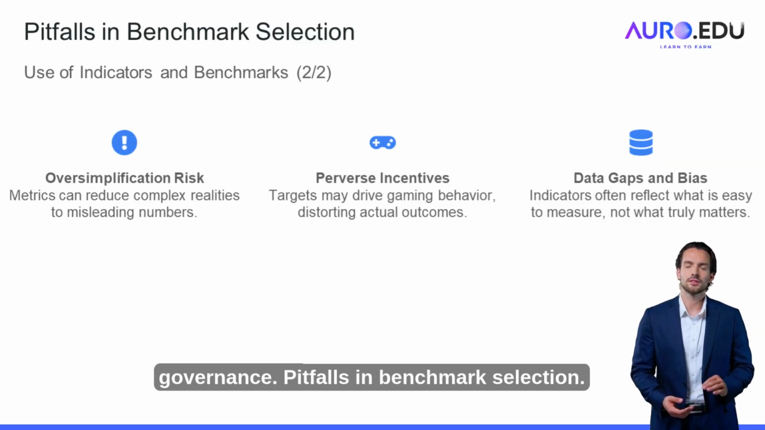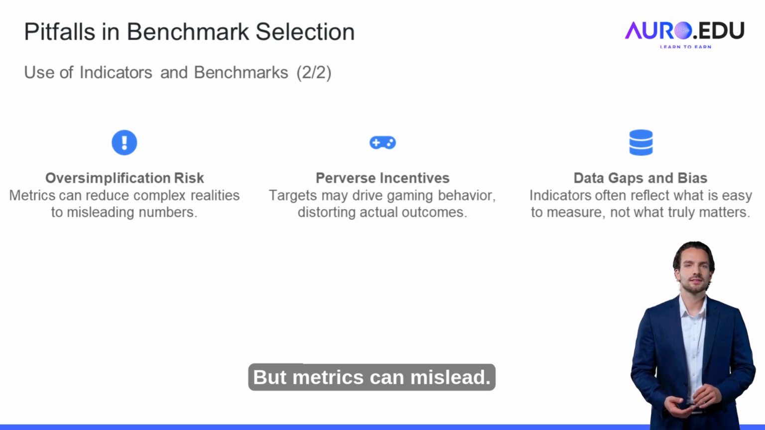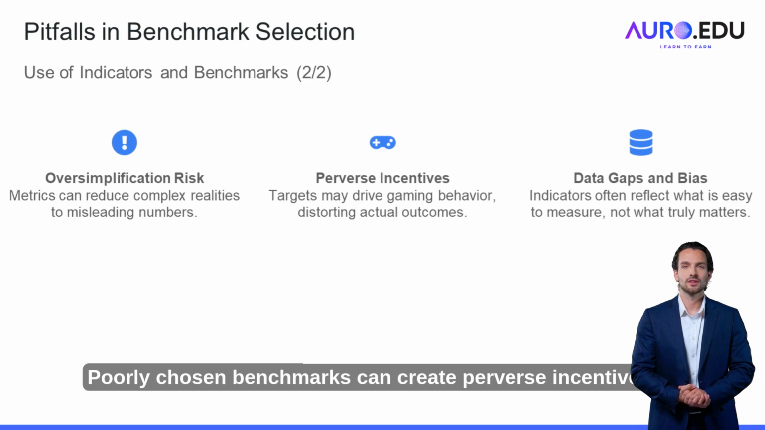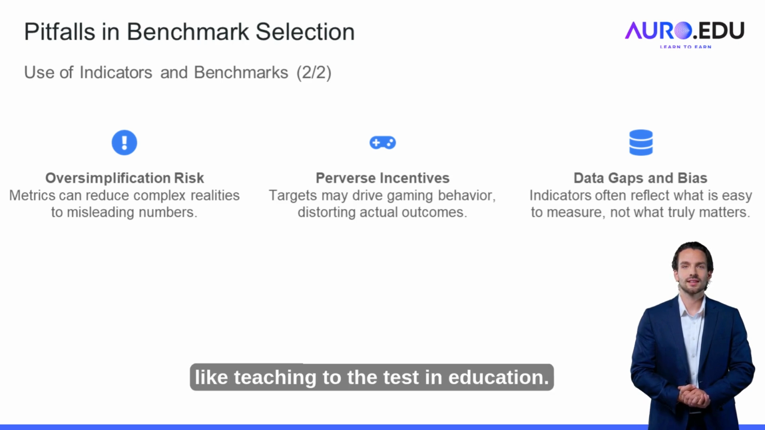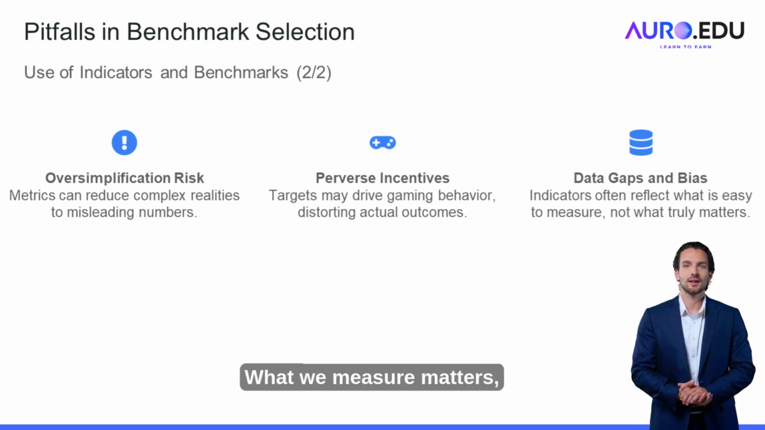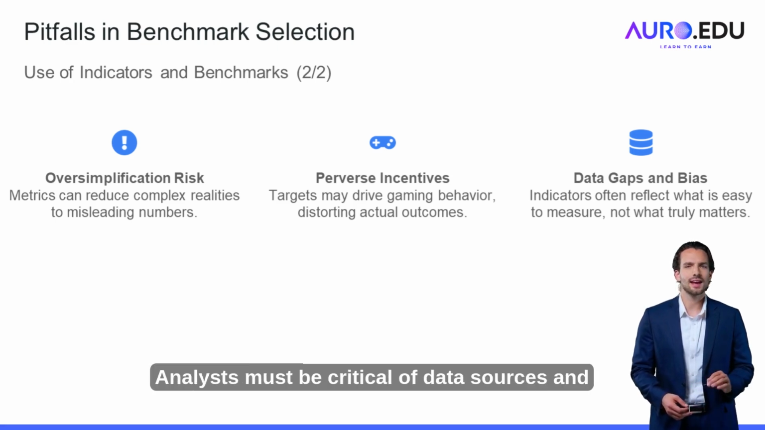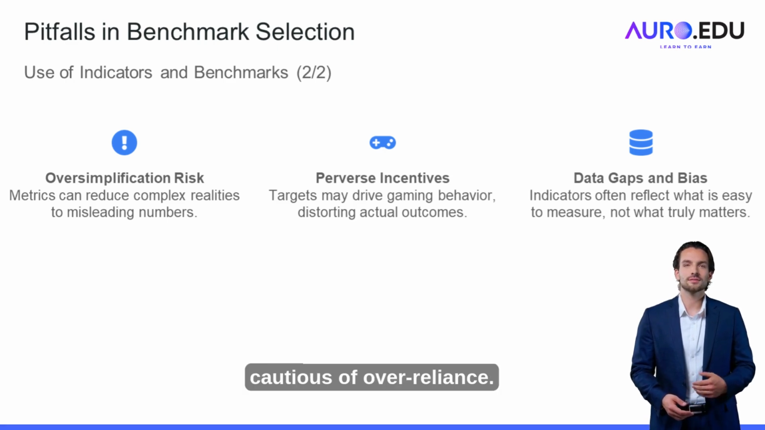Pitfalls in benchmark selection. But metrics can mislead. Oversimplification reduces nuance. Poorly chosen benchmarks can create perverse incentives, like teaching to the test in education. What we measure matters, because what gets measured gets managed. Analysts must be critical of data sources and cautious of over-reliance.